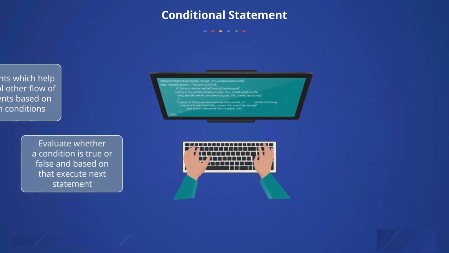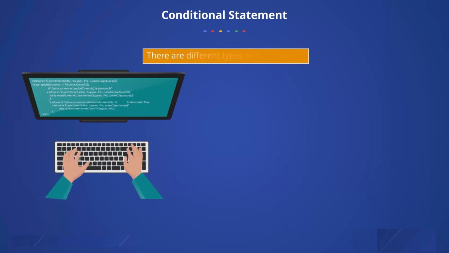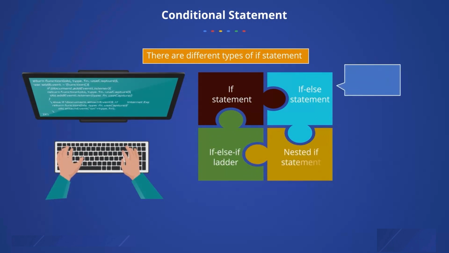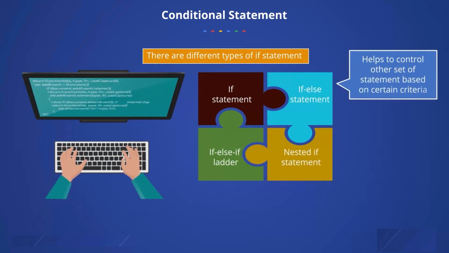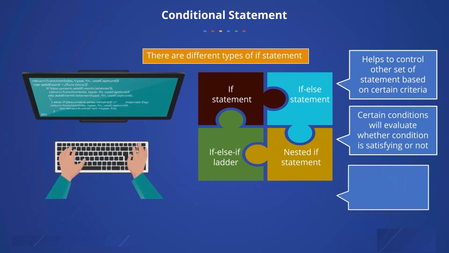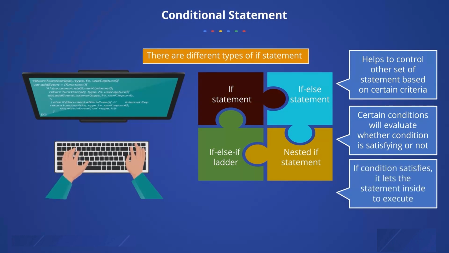And in this we have different types of if statements. If you see, there is an if statement, if else if ladder, and a nested if statement. All of that helps you control another set of statements based on certain criteria. For all these if conditions, you will have a condition that helps evaluate whether it is satisfied or not. If it is satisfied, then only it will let the statements inside it execute. That's the whole purpose of these if statements.